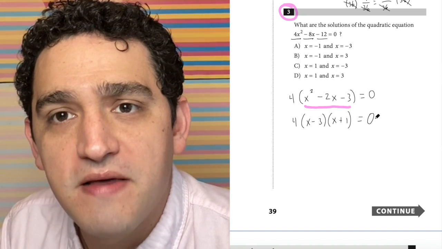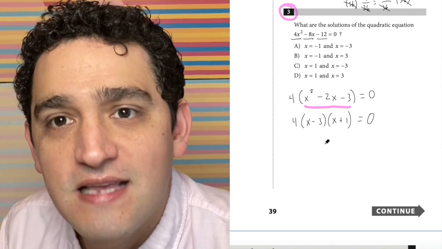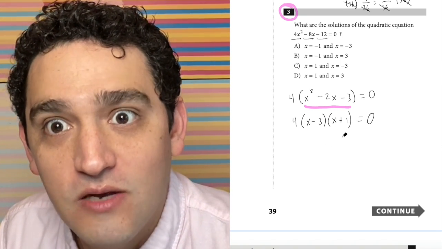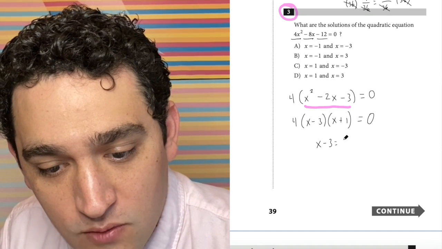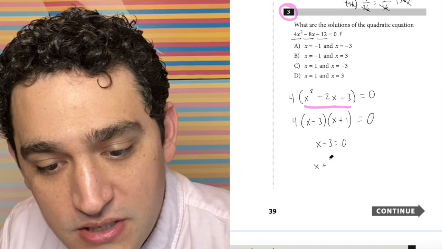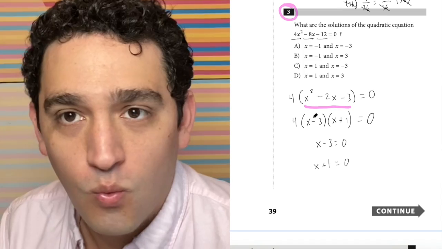And of course, by the zero product property, we're looking for values of x that make these factors equal 0. So we say then x minus 3 equals 0 and x plus 1 equals 0. We ignore the 4 because 4 will never equal 0.